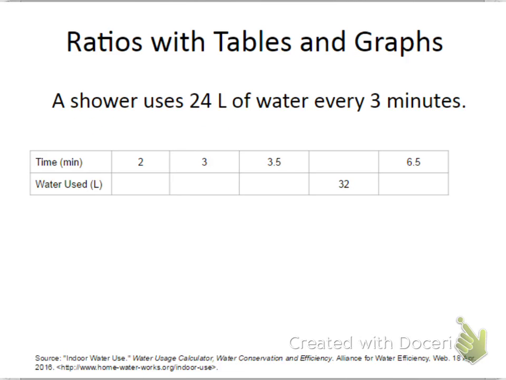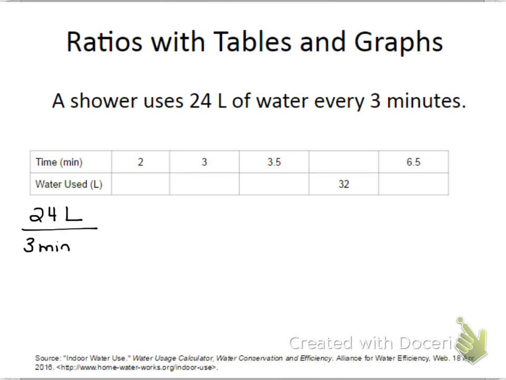So we're given the information that a shower uses 24 liters of water every 3 minutes. We need to make a unit rate. So let's start by saying 24 liters every 3 minutes. Okay, we need to make this into a unit rate. What am I going to turn into 1? Am I going to turn liters into 1, or am I going to turn minutes into 1? Hopefully you're thinking minutes, because it doesn't make sense to ask how many minutes it takes to use 1 liter.